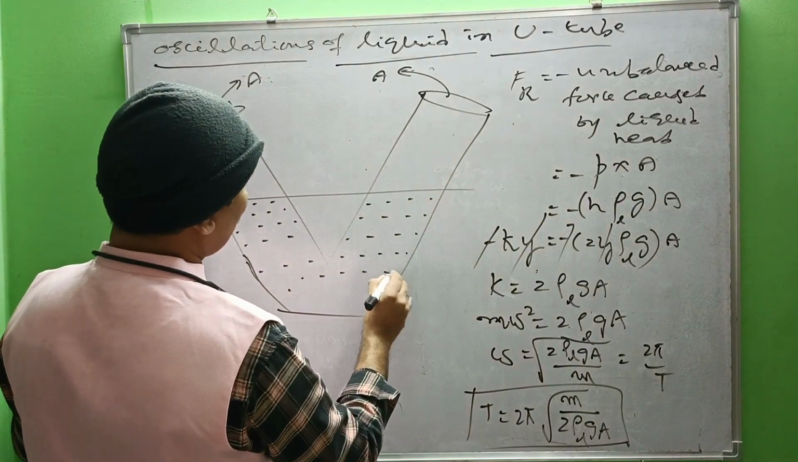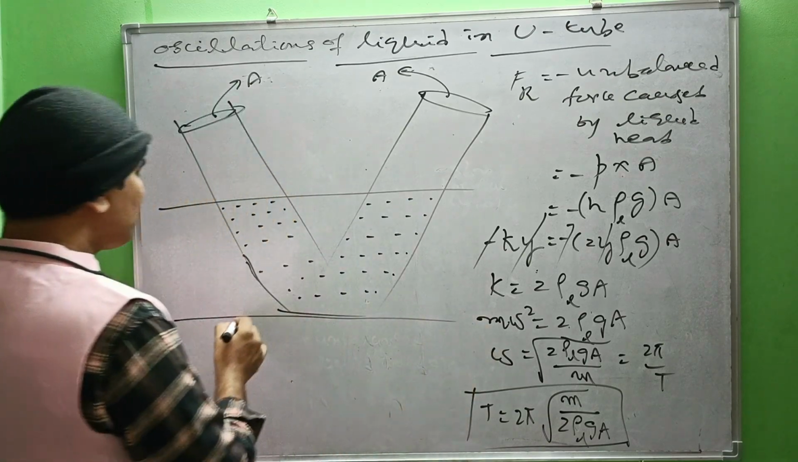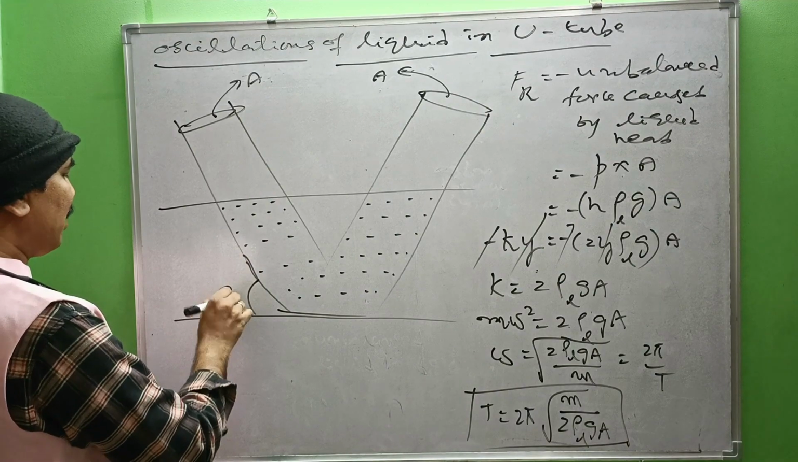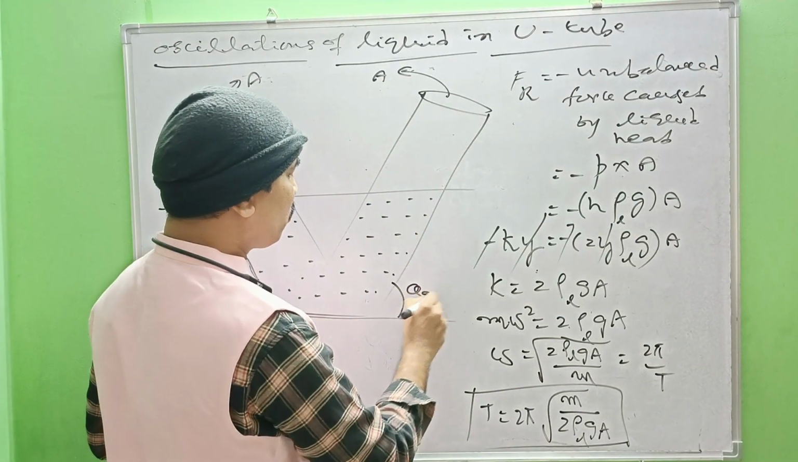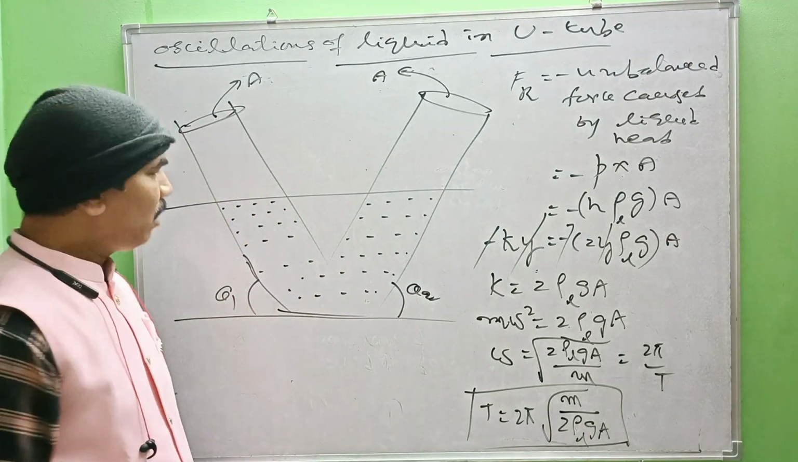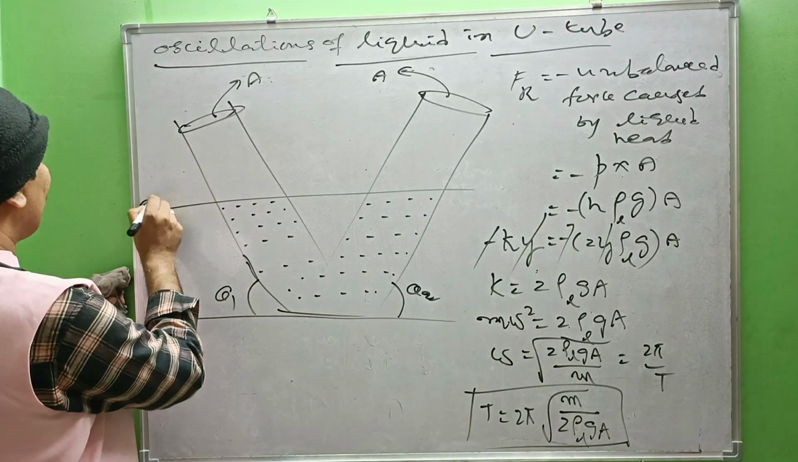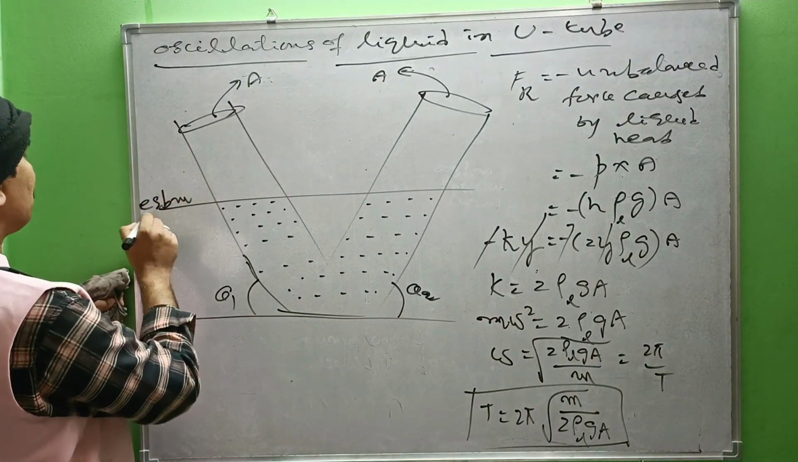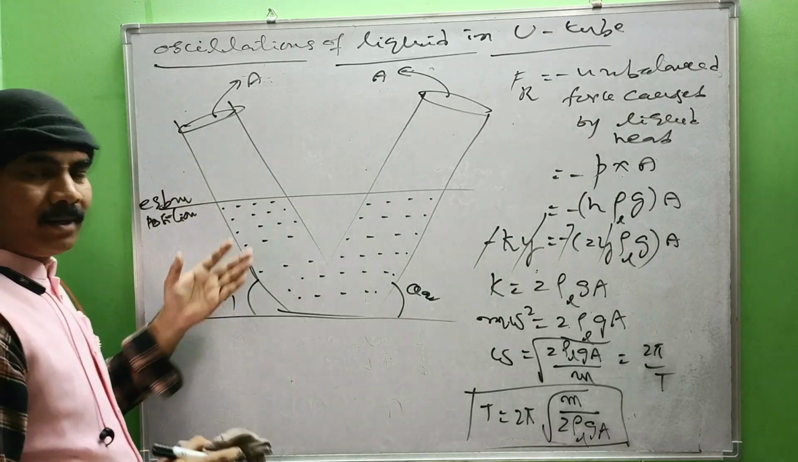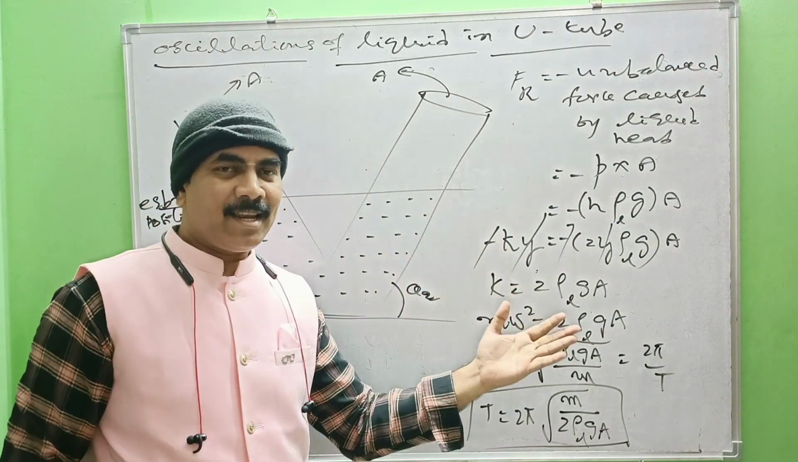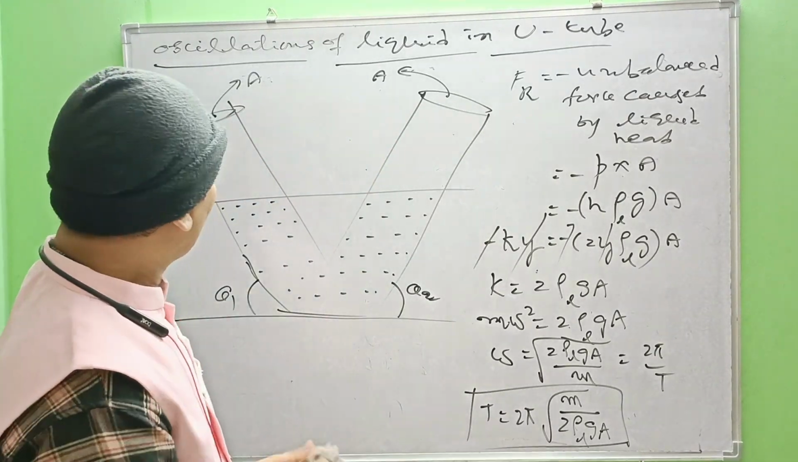Now this is the horizontal. With the horizontal, what is the angle made by the left limb? Let it be theta 1. With the same horizontal, what is the angle made by the right limb? Let it be theta 2. So theta 1, theta 2. Now what is the first step, to assign the equilibrium position? This is the equilibrium position. In finding the time period, the first step is to assign the equilibrium position of the level, that is the mean position of the liquid.